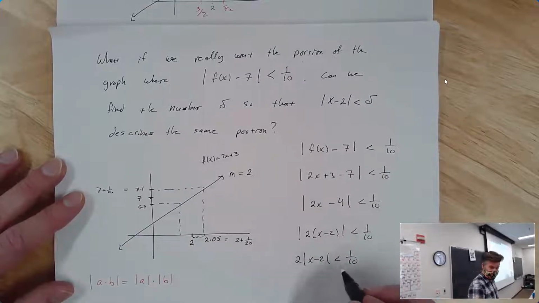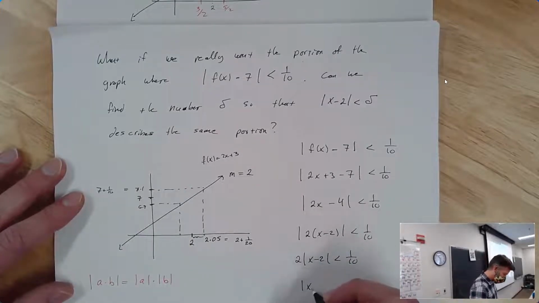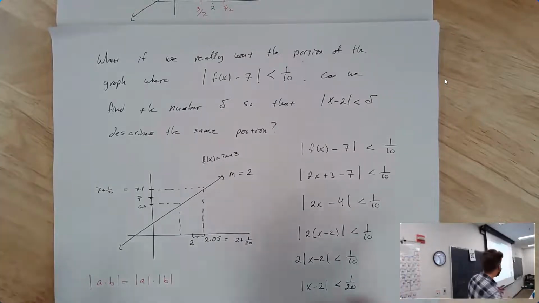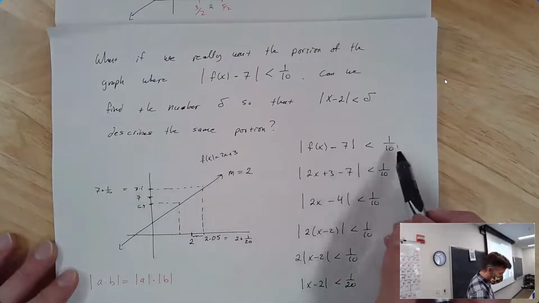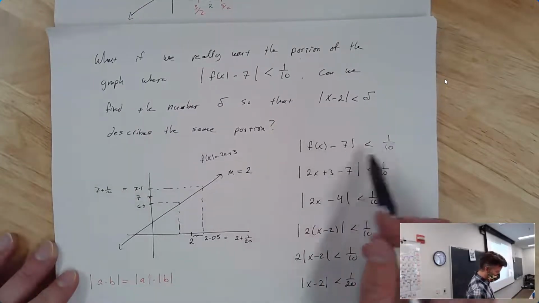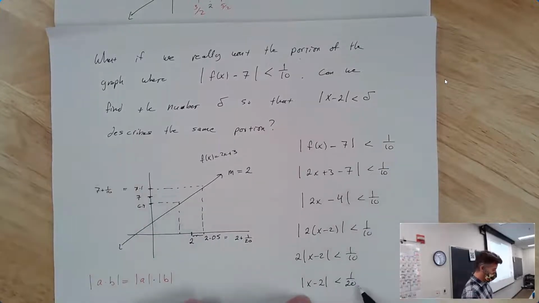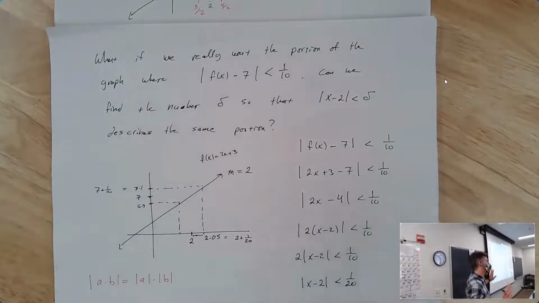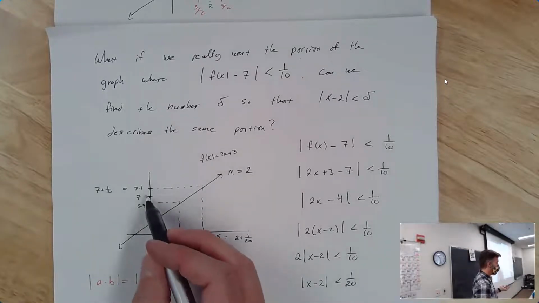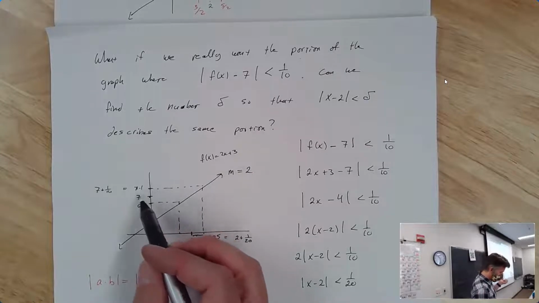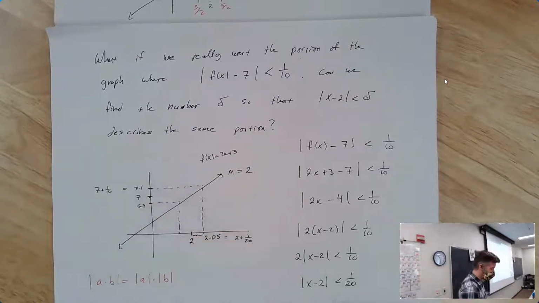And then we can divide both sides by 2 and get the absolute value of x minus 2 less than 1/10 divided by 2, which is 1/20. So look, the function being within 1/10 of 7 is literally the same as x being within 1/20 of 2. That's the whole deal. Well, it's not the whole deal, but that's what we're trying to see here. We have this condition on how close we want to be to the value 7, and we can say that means x needs to be this close to the value of 2.